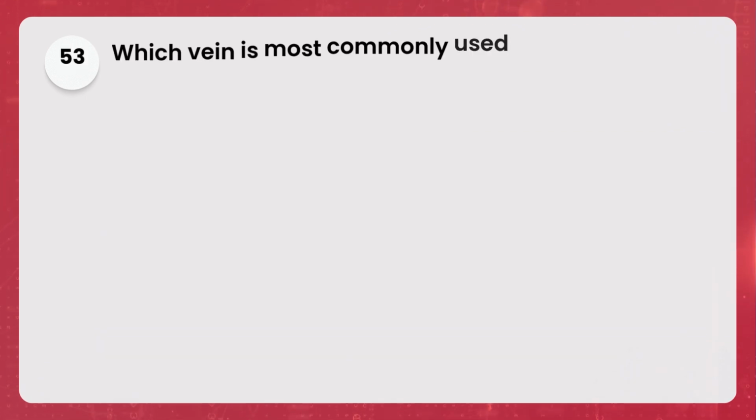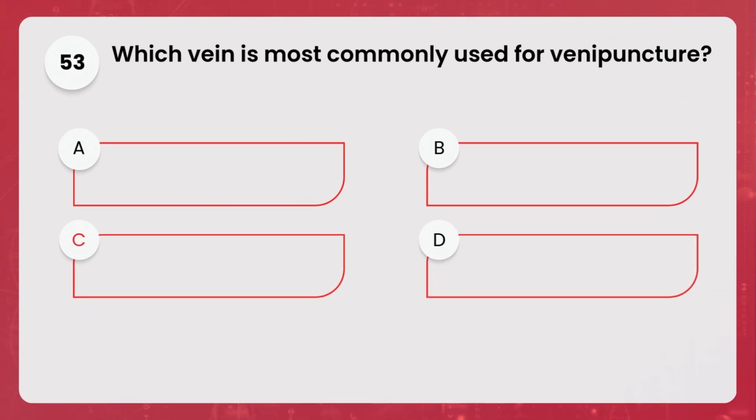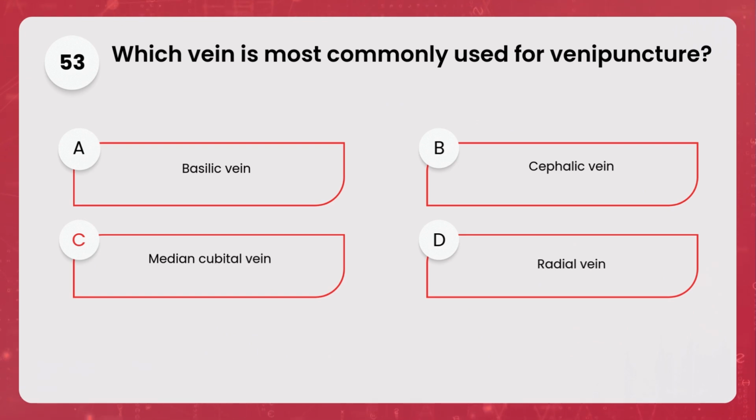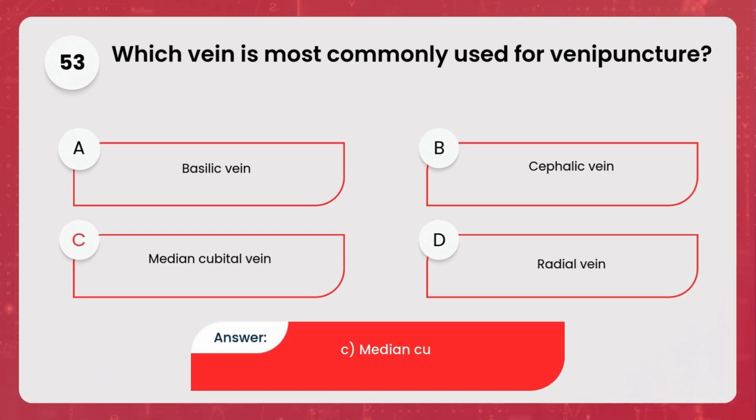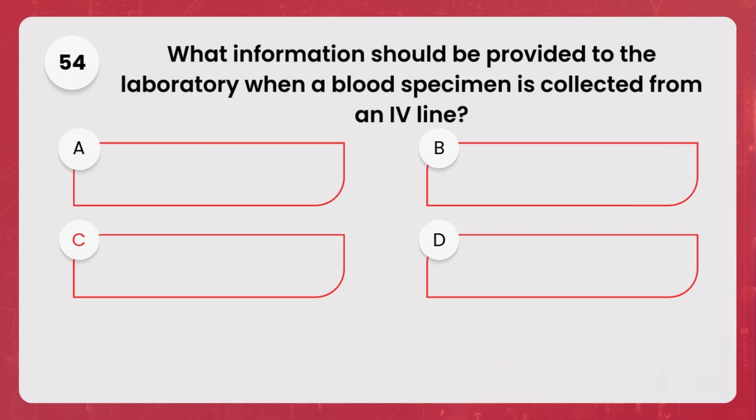Number 53. Which vein is most commonly used for venipuncture? A. Basilic vein. B. Cephalic vein. C. Median cubital vein. Or D. Radial vein. The answer is C.